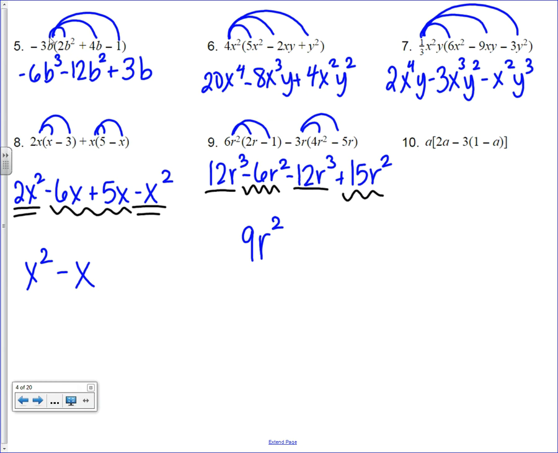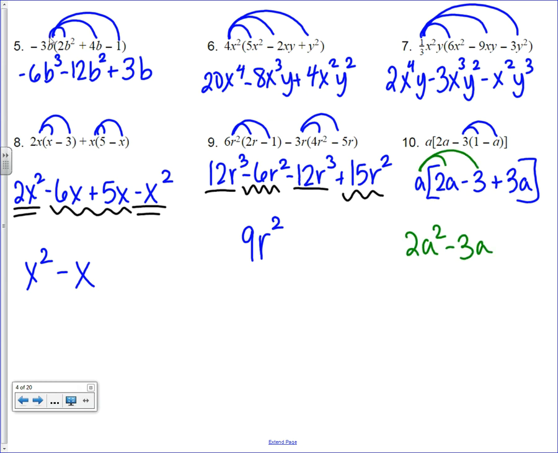All right, if we look at number 10, this is a little bit different. You'll notice we have brackets and parentheses. So we need to go to the farthest part on the inside of this problem, which would be distributing this negative 3. So I'm going to rewrite everything else, and now I'm going to distribute. That gives me negative 3 and then plus 3a. Okay, now I'm going to go ahead and distribute the a, and when I do that, this will give me 2a squared minus 3a and plus 3a squared.